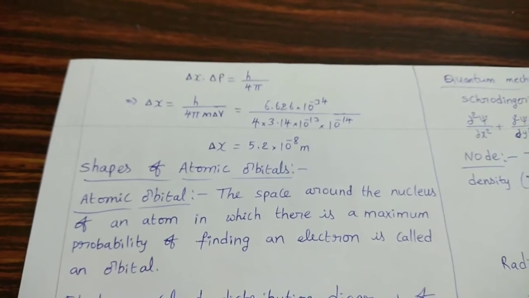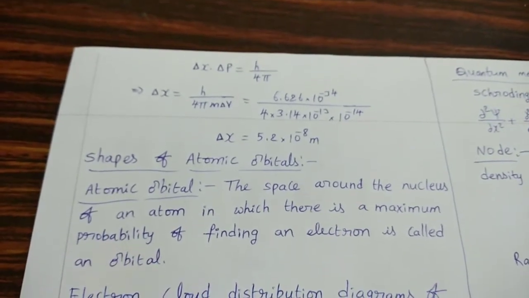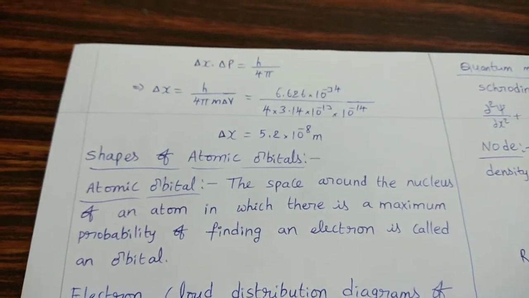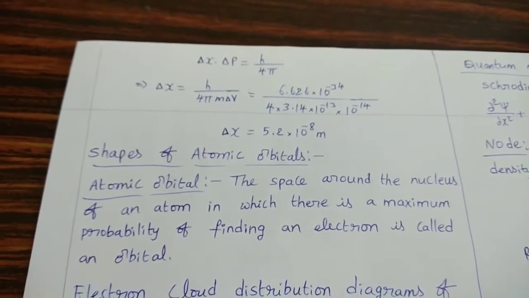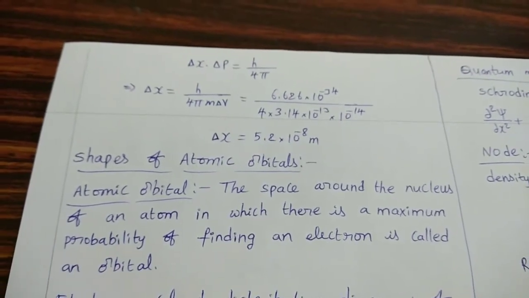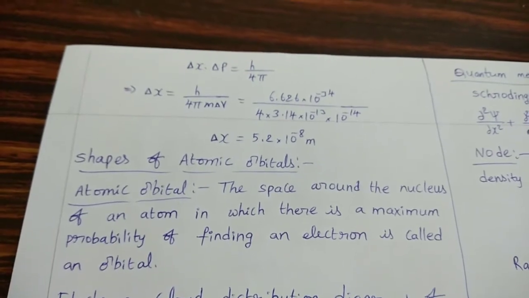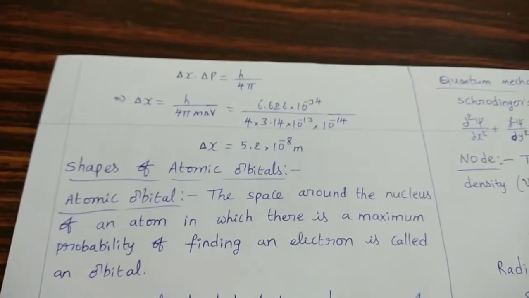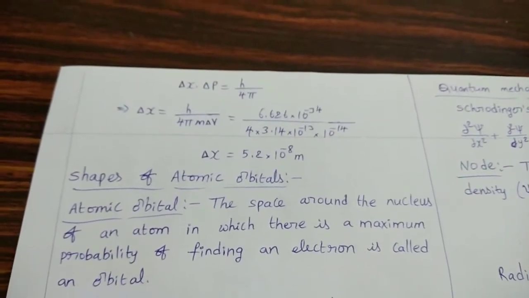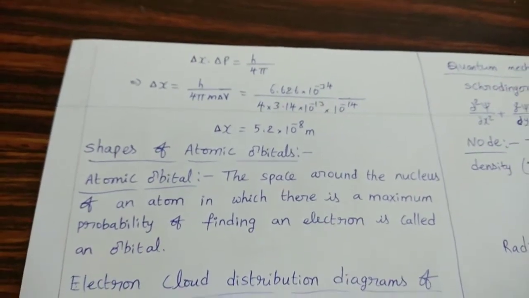In the same way, around the nucleus, inside the atom, most of the time the electron is present in a particular place. That space is called an atomic orbital. So the definition: the space around the nucleus of an atom in which there is maximum probability of finding an electron. More than 90% possibility is there in a particular place. That place is called an atomic orbital.